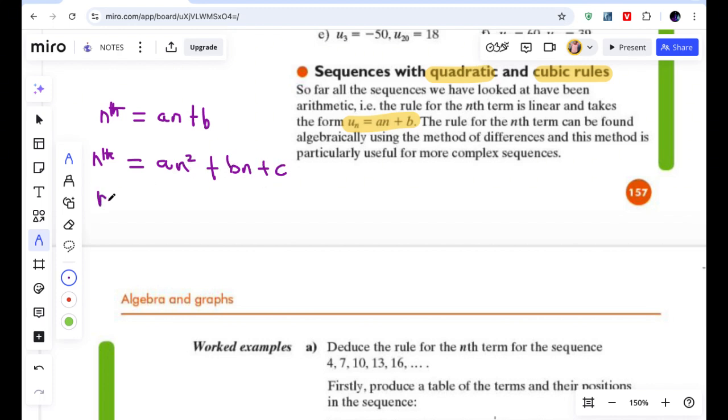Now for cubic sequence, let's write the function as well. You should know how to write these ones. An cube, cubic sequence means power 3. An cube plus bn square plus cn plus d. d is the constant for cubic sequence. So you can see we have 4 parameters in cubic sequence: a, b, c, and d. That's what we're going to look for.